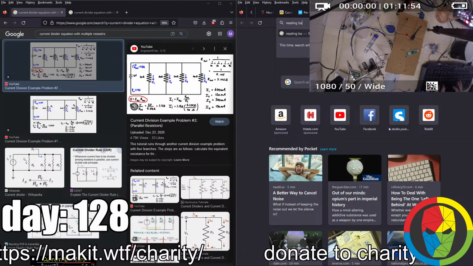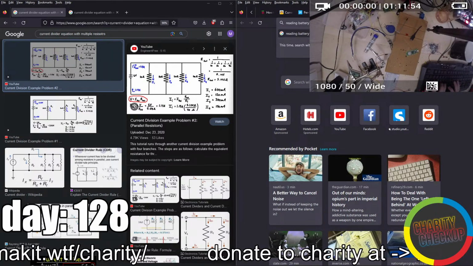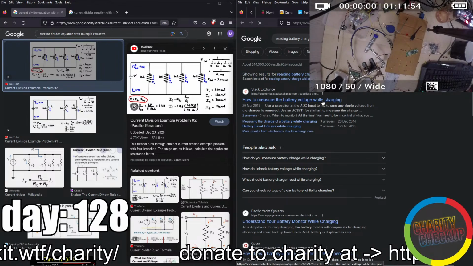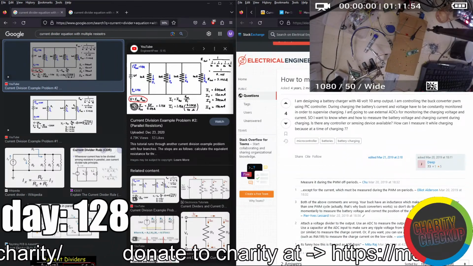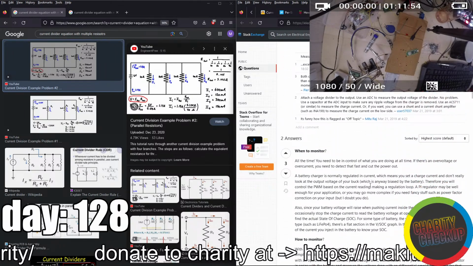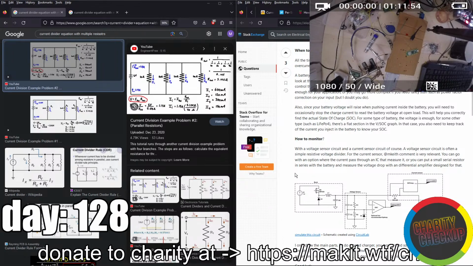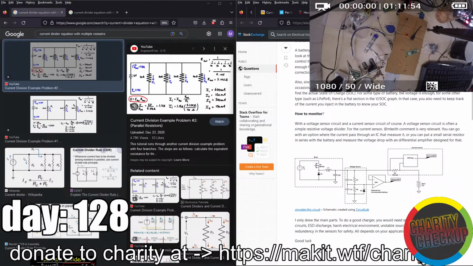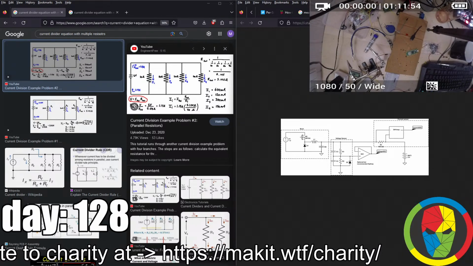Reading battery charge whilst charging, because I assume there will be some problems with that. Battery voltage whilst charging, yes. That's, yeah, all the time need to control. How to control? With a voltage sensor circuit. So I feel like that's too complex in comparison to what we need, right?